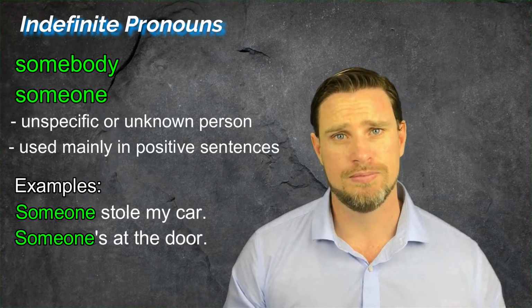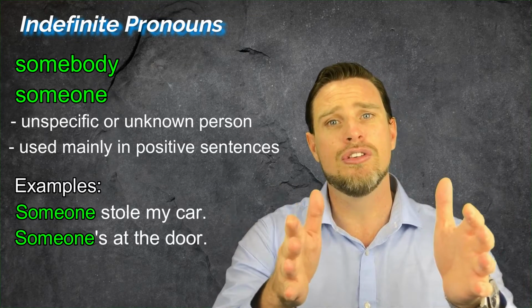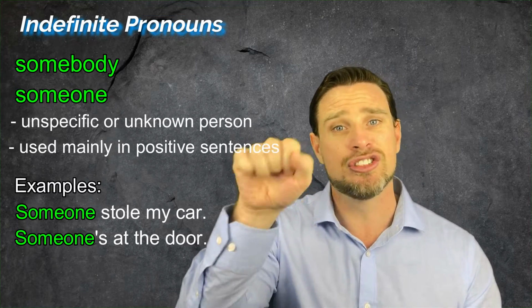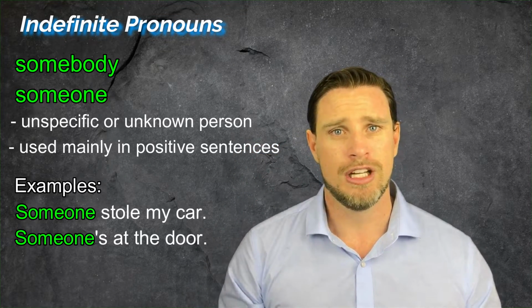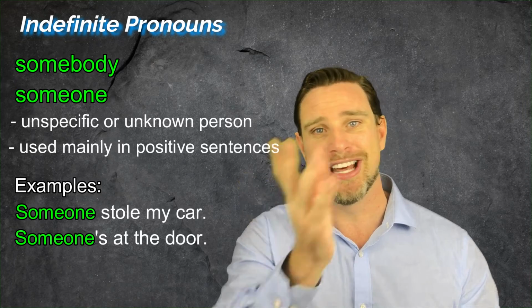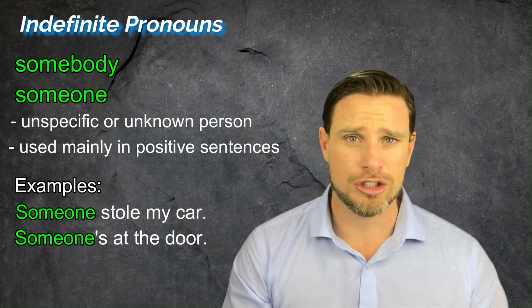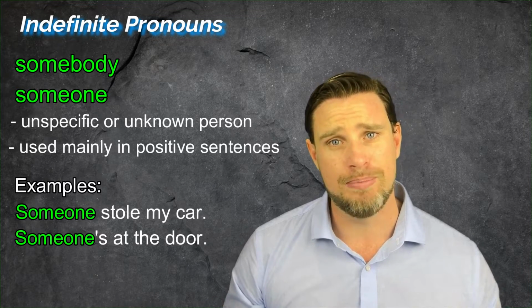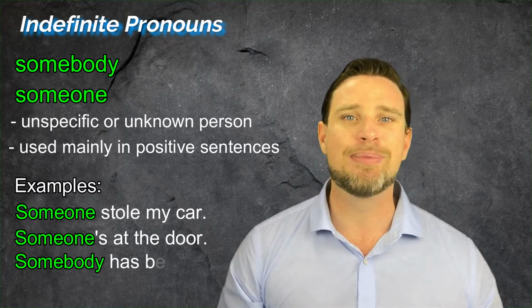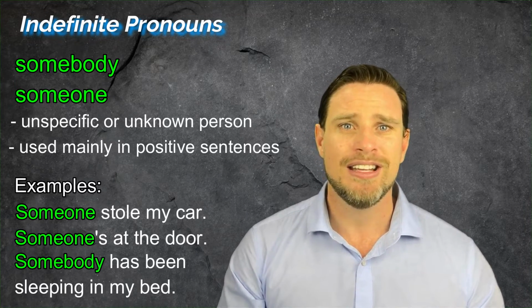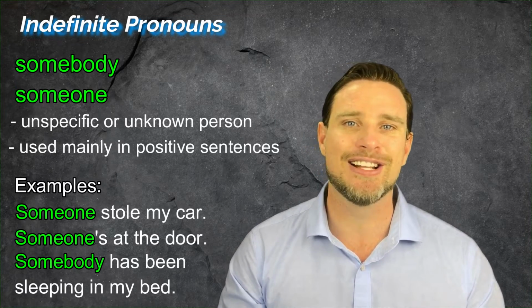Someone's at the door. This is a contraction for someone is at the door and just means a person has knocked on your front door. And of course, we don't know who they are. They're on the other side of the door. And for those of you that are aware of the children's book, Goldilocks and the Three Bears, somebody has been sleeping in my bed. The bear doesn't know who, but he is aware that a person has slept in his bed.